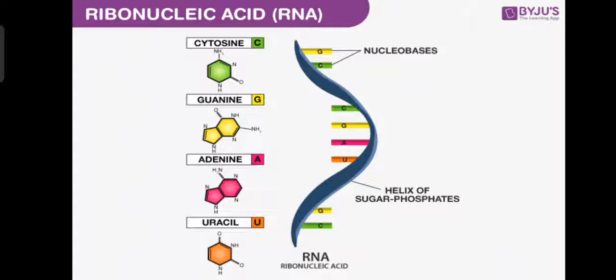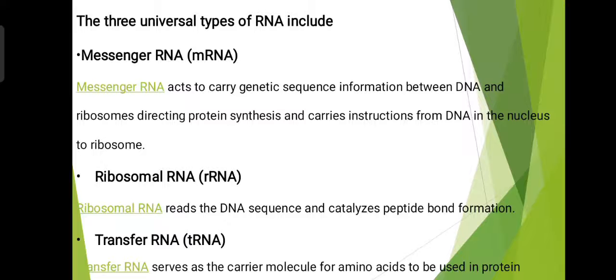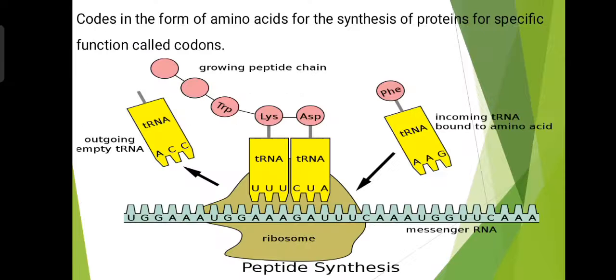RNA contains four bases: cytosine, guanine, adenine, and uracil, while DNA contains thymine. The three universal types of RNA include messenger RNA, ribosomal RNA, and transfer RNA. The messenger RNA acts to carry genetic sequence information between DNA and ribosomes, directing protein synthesis, and carries instructions from DNA in the nucleus to the ribosome.